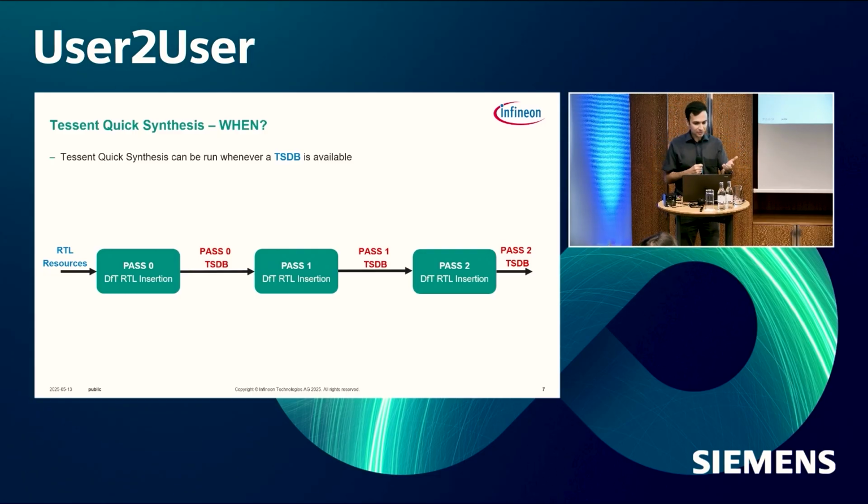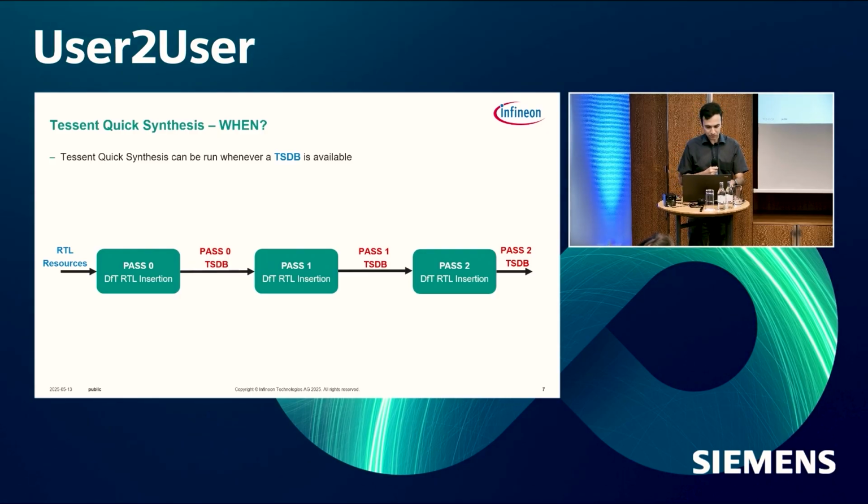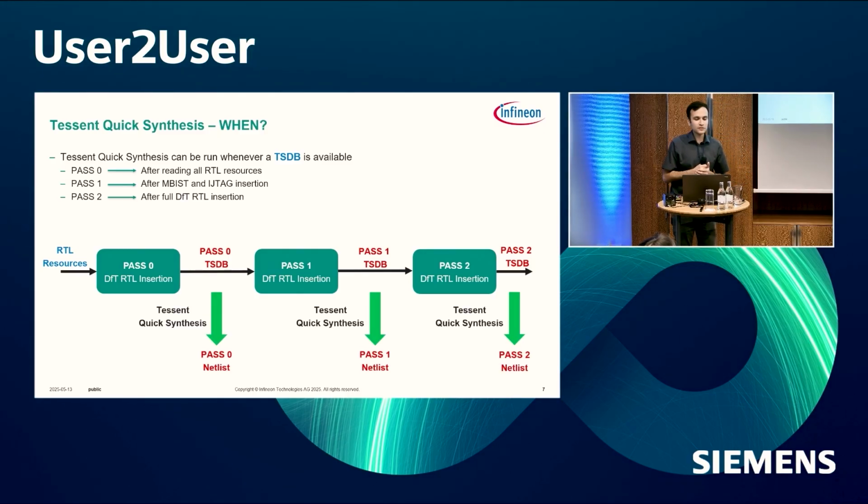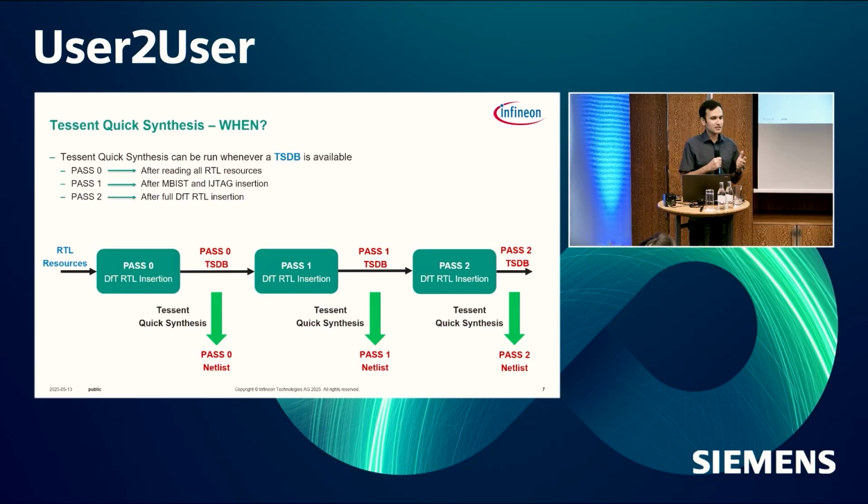So basically you can get a netlist after each step, based on the TSDB you feed into the Tessent Quick Synthesis. In our cases, we usually do it for the first one, pass 0, to do some tracing if necessary. We rarely do it for pass 1, usually not needed. And of course, more importantly, we run it after we have the post-insertion TSDB to run some verification, to make sure what we did during the RTL insertion is correct.